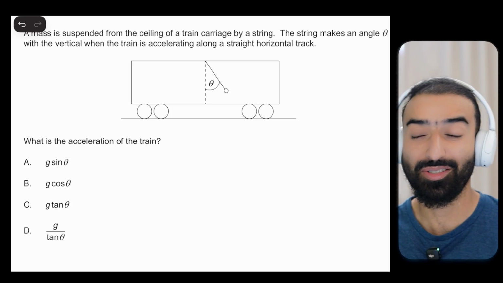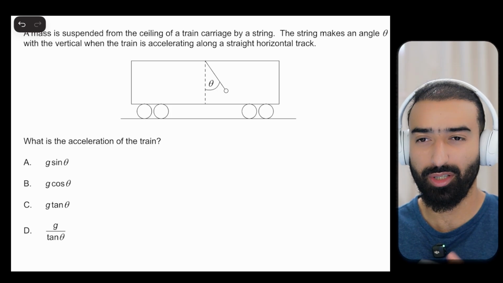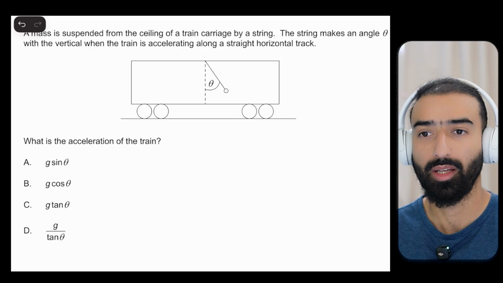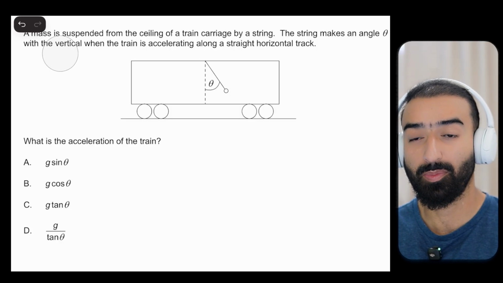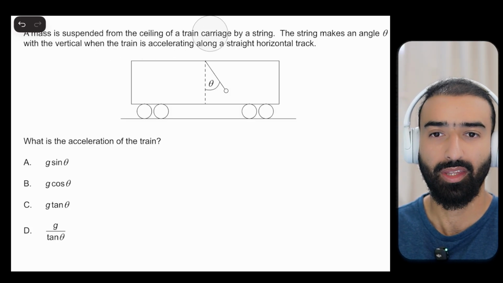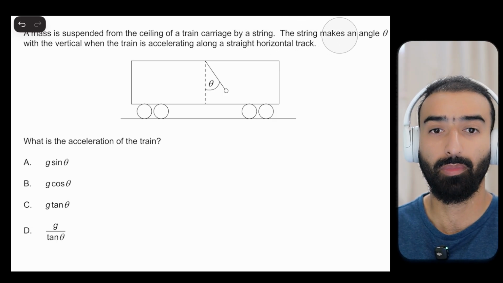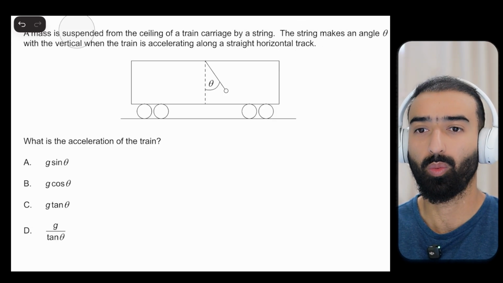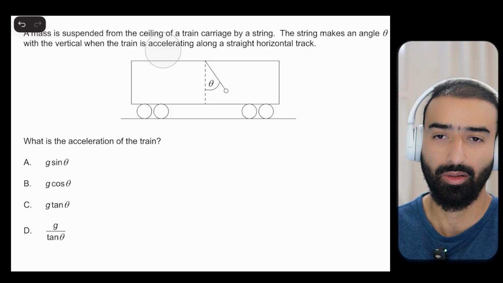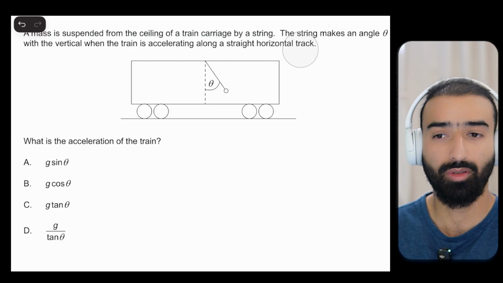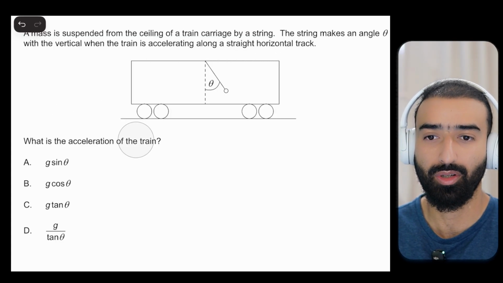What's up, smart people? In today's video, we'll be solving an interesting problem. This was asked in your finals. A mass is suspended from the ceiling of a train carriage by a string. The string makes an angle theta with the vertical when the train is accelerating along a straight horizontal track. What is the acceleration of the train?